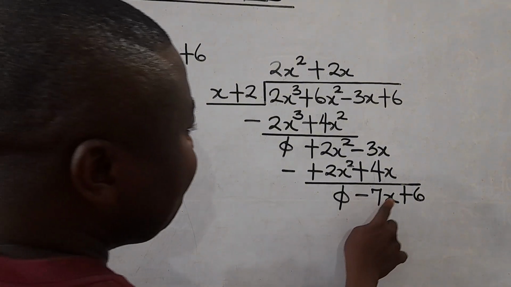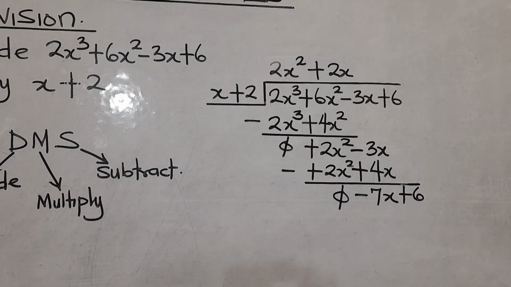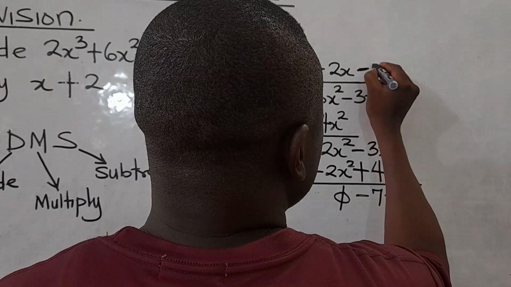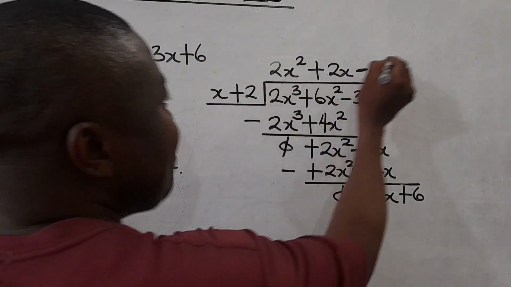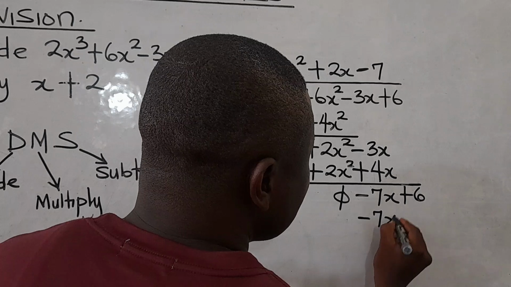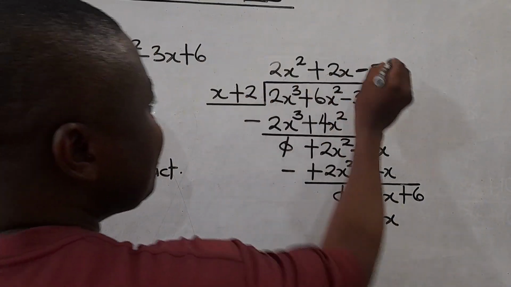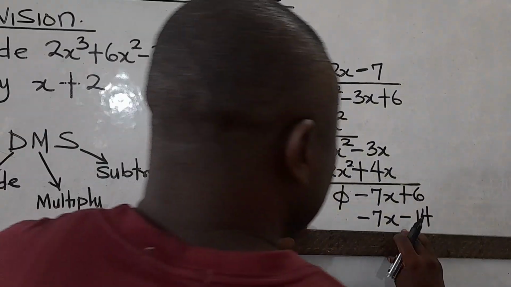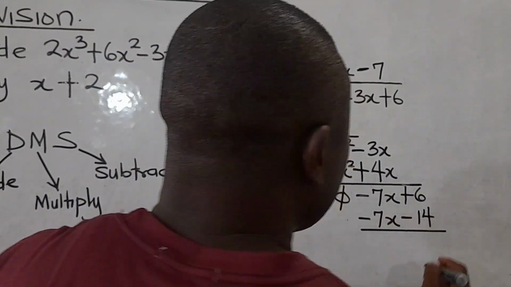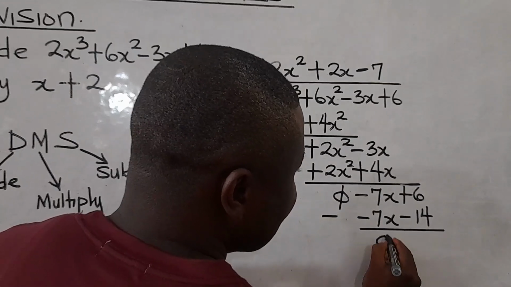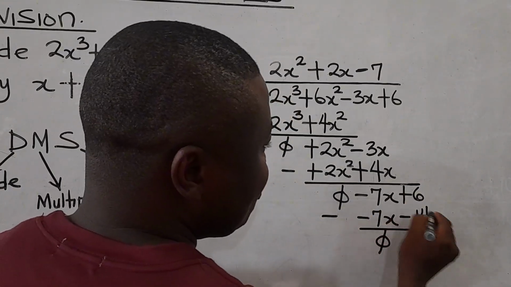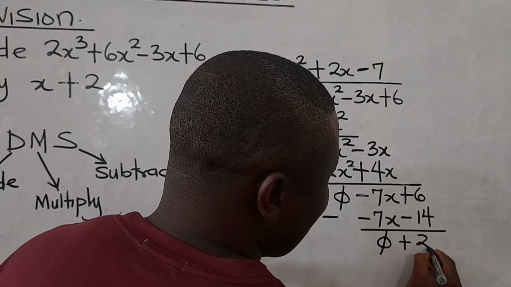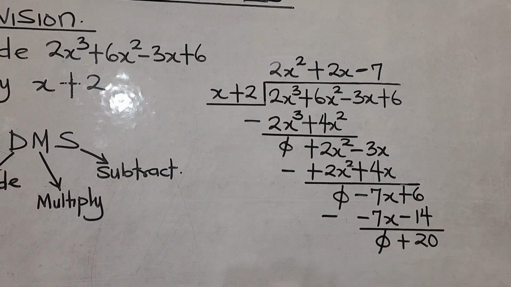So minus 7x divided by x, sorry, you have negative 7. x times minus 7 is minus 7x. 2 times minus 7 is minus 14. Let's rule our line. I think this is the last one. So minus, this is 0. 6 minus minus 14 is plus 20. We have plus 20.